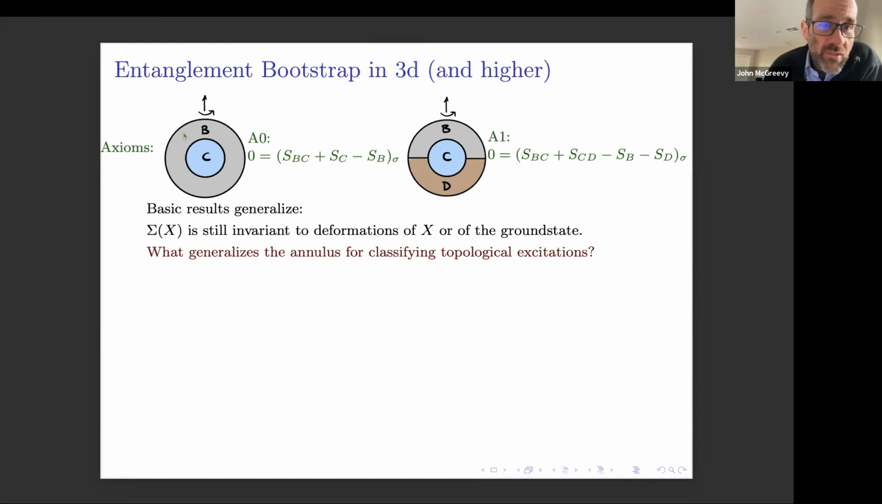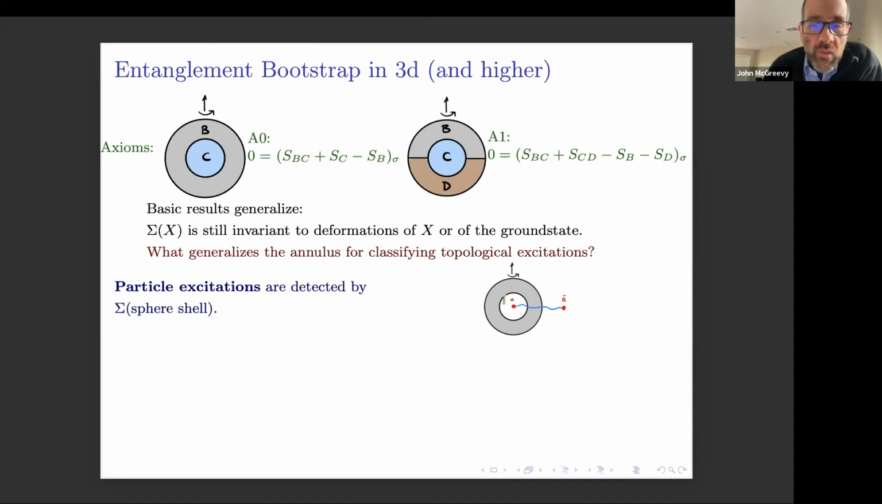So in 3 dimensions, again, we just take a decomposition of a ball into its thickened boundary and its interior in 2 ways, and we can make the same assumptions. And the basic results that the information convex set is a topological invariant generalize. But the story about the excitations is much more interesting, because you could ask what generalizes the annulus for classifying topological excitations. And I guess immediately you could think of at least 2.